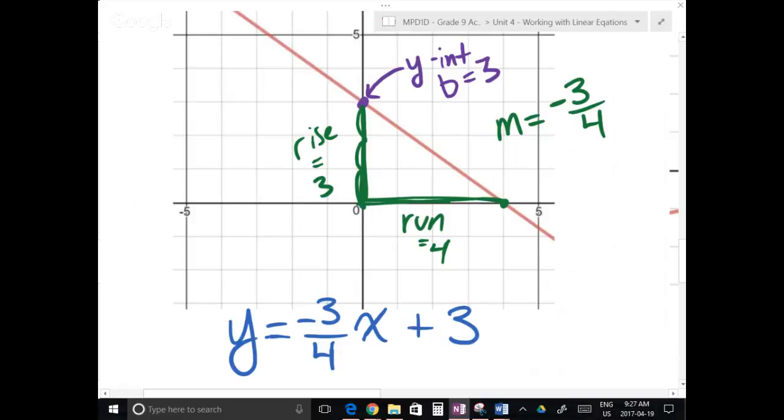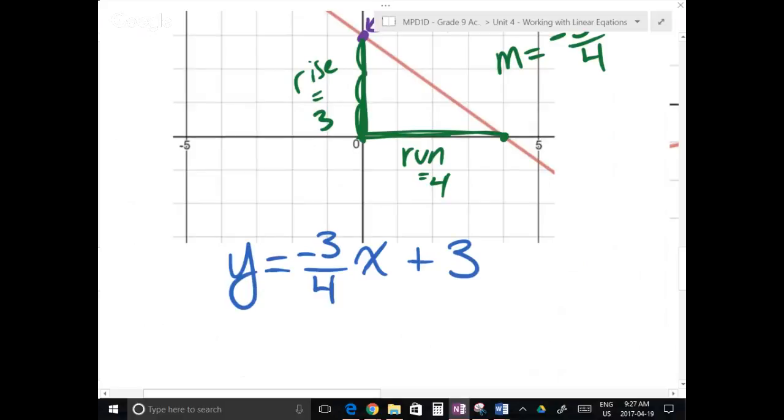Good. Note, the equation still has a y in it, and it still has an x. That's because these are what we call variables. They change. We can put any value of x we want into the equation, and it will tell us the y. Yes?